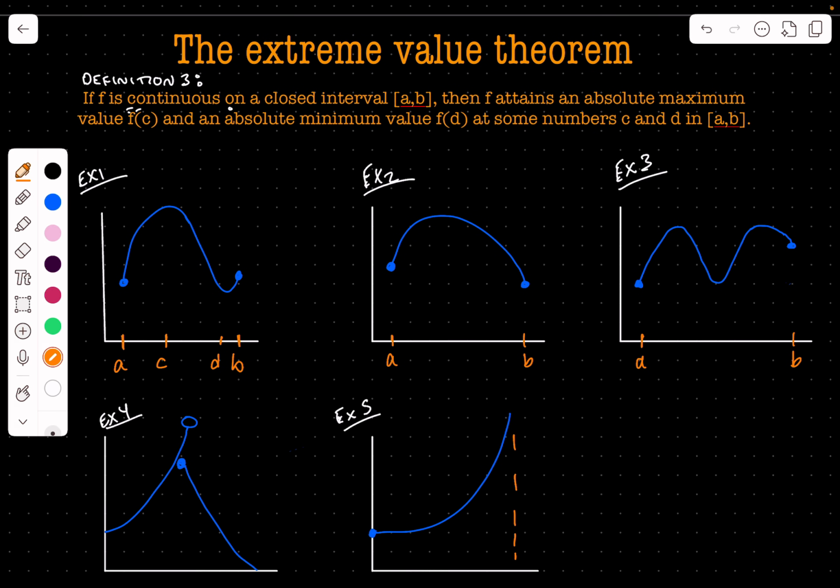So this is our direct definition. Again, do not shoot the messenger. Let me erase this. It says if f is continuous on a closed interval [a, b], then f attains an absolute maximum value f of c and an absolute minimum value f of d at some numbers c and d in [a, b]. So what does that even mean? I was reading the textbook and wondering, do they really think we're reading this and thinking, yeah, that makes sense? No, what does that even mean? Okay, anyways, sorry for that rant.